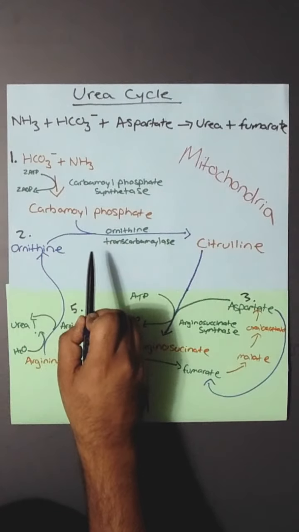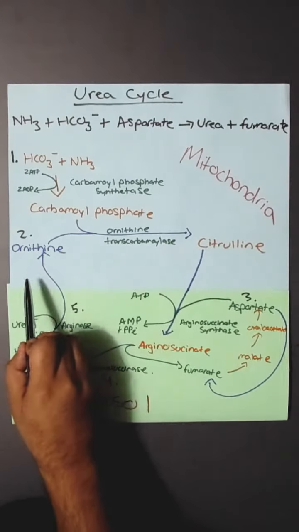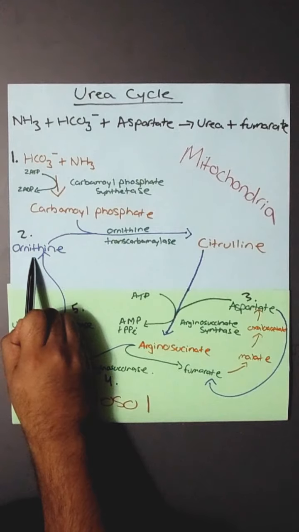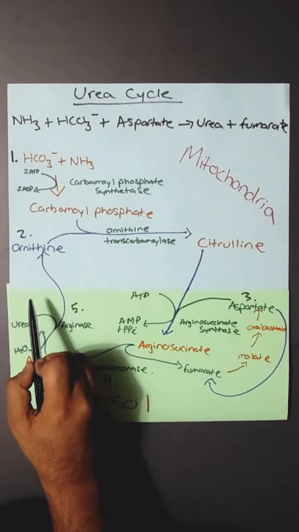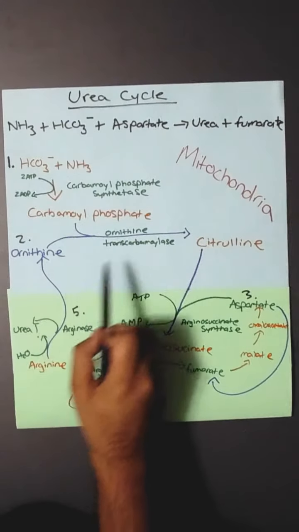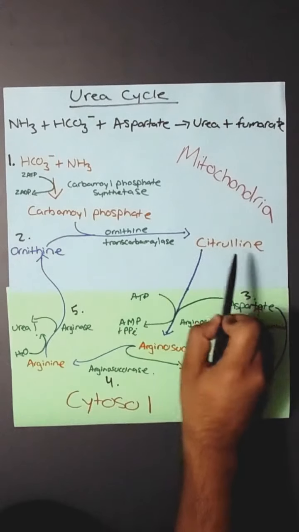Once carbamyl phosphate is formed, the carbamyl group is transferred to the amino group of ornithine. Ornithine is a non-standard amino acid similar to lysine. This is done by the enzyme ornithine transcarbamylase and forms citrulline.